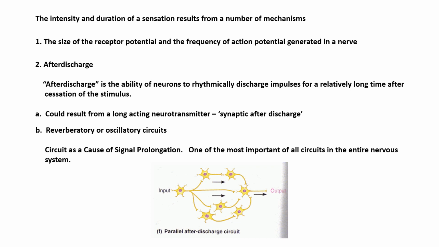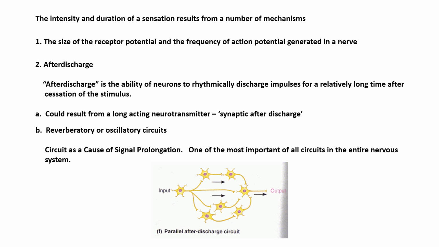So the frequency of action potentials that reach the somatosensory area is one way the brain is able to tell about the intensity of the sensation, for example. All right. The other mechanism that has been used to explain the intensity and duration of the sensation is the after discharge. Now, after discharge is the ability of neurons to rhythmically discharge impulses for a relatively long time after cessation of the stimulus. All right. So if they have the ability to rhythmically discharge for a longer period, then of course the duration of sensation will be more prolonged.